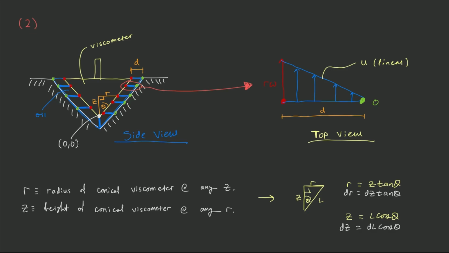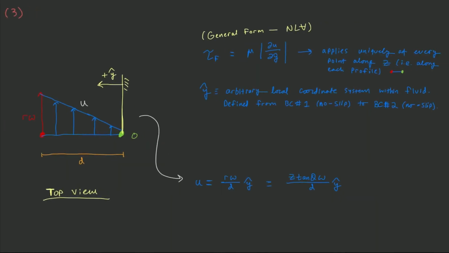Now the question is, how do we determine what the shear stress is as a function of z? The way we do that is by applying Newton's law of viscosity to each profile, by writing out Newton's law of viscosity as a function of z. So that will be our next step.